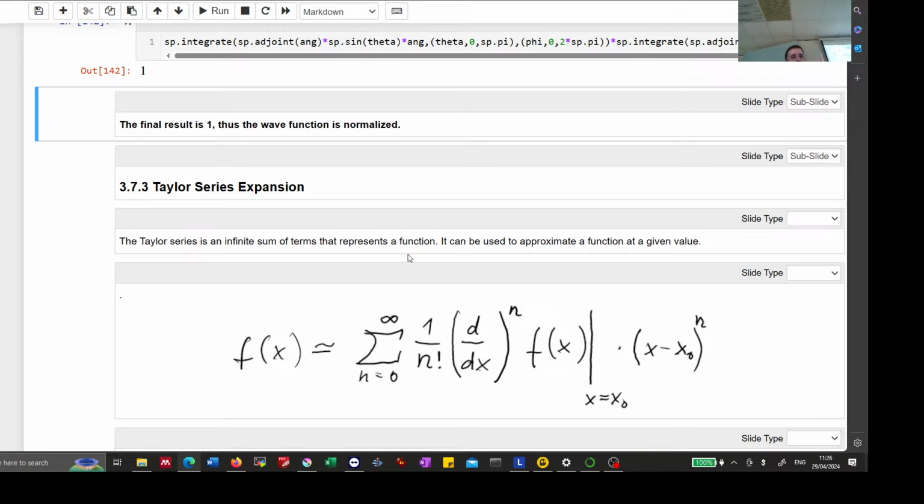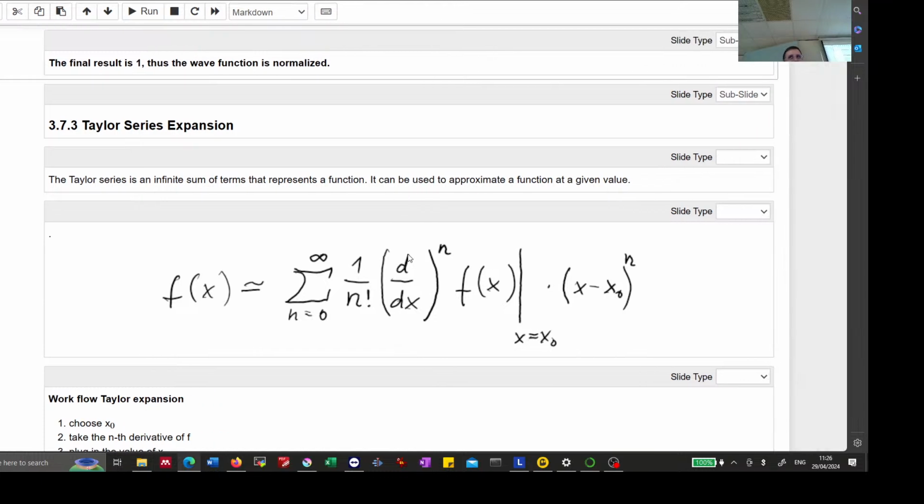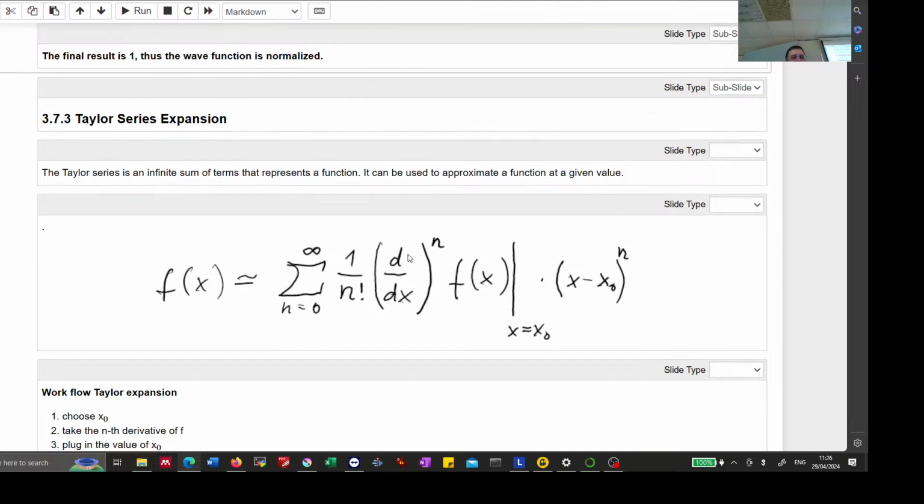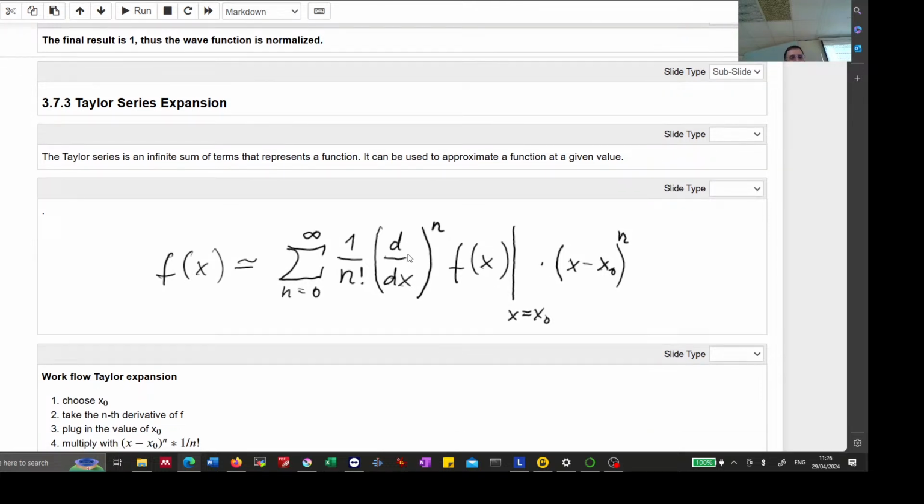Taylor expansion is a really useful tool. Why do we use Taylor expansion? Because sometimes things are just too complicated for us, and then we throw Taylor expansion or any other expansion at it to make our life easy.